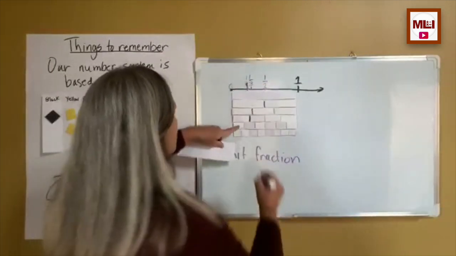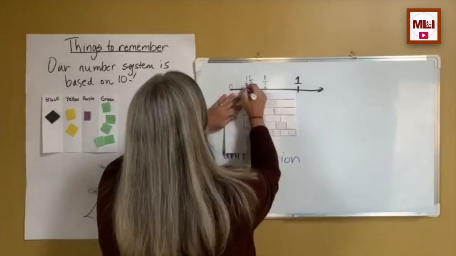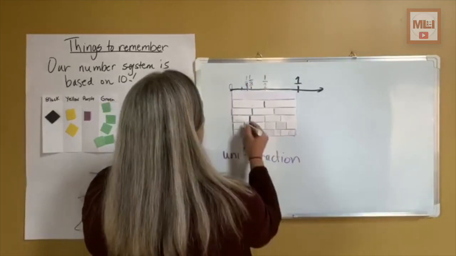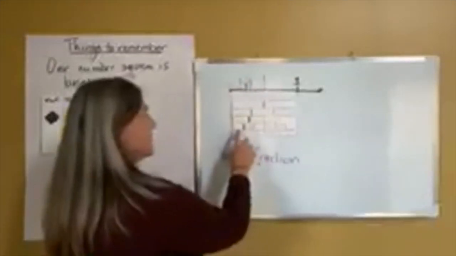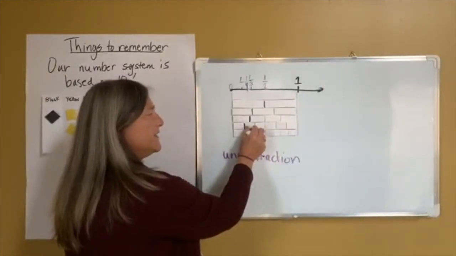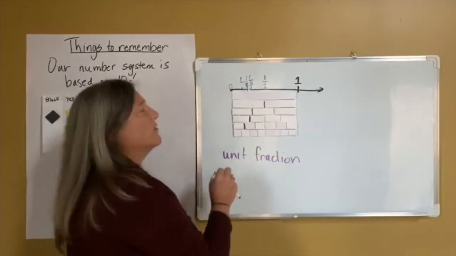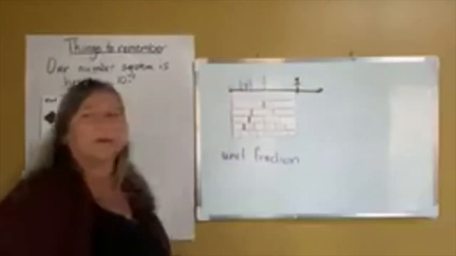So let's look at this one. We have 1. Now, what's its name? Let's see. 1, 2, 3, 4, 5, 6. Each piece is a 6, or a 6th, if we talk about it that way. So that would go right there.